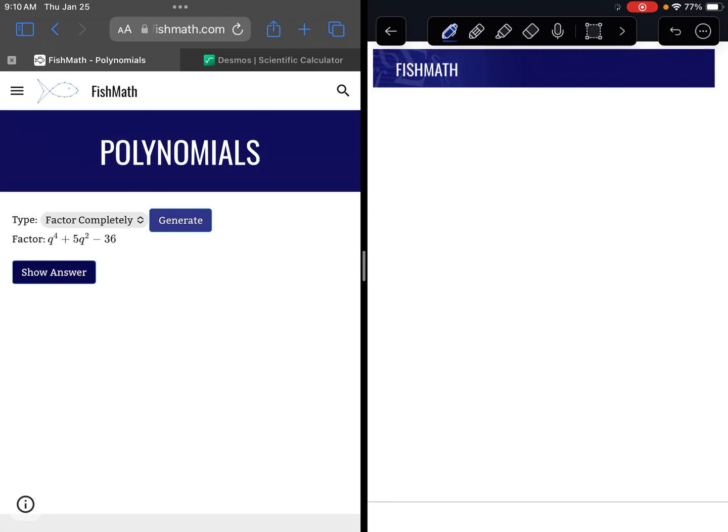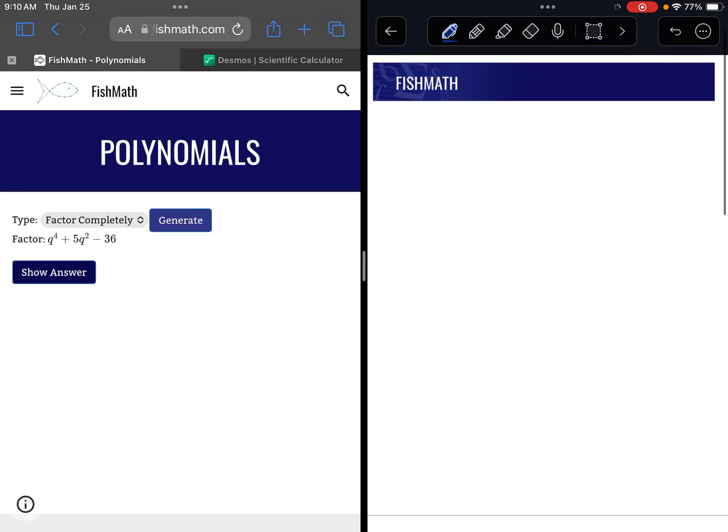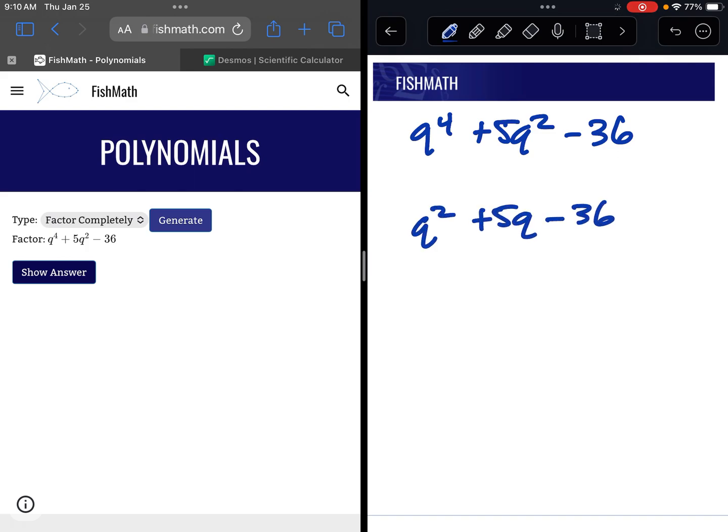We're going to look at how to factor completely, looking at only the ones that have fourth powers here, just because these can look really challenging. So we've got q to the fourth plus 5q squared minus 36. I want you to think of this like q squared plus 5q minus 36. It's very similar to the way that we factor this.